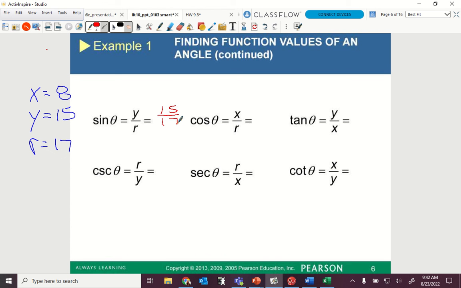Cosine is x over r, which is 8 over 17. Tangent is y over x, and that comes out to be 15 over 8. Cosecant is r over y. Remember, that's the reciprocal of sine. So that's going to be 17 over 15. Secant is 17 over 8. And cotangent, 8 over 15. Good job.